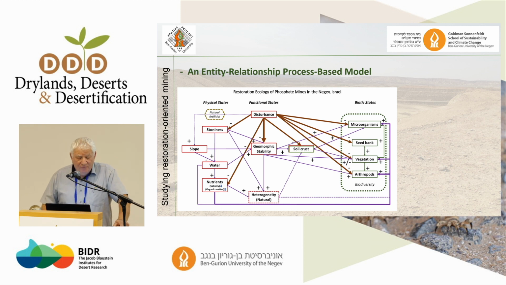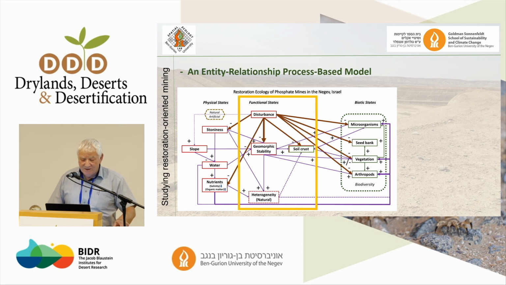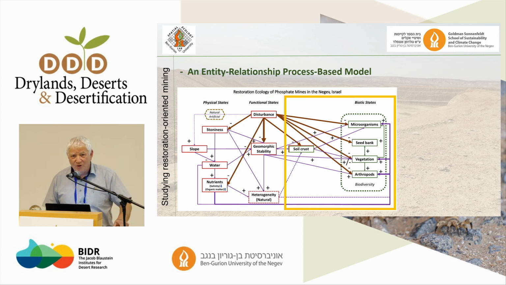So what we did, after a few years of starting to understand the system with a lot of reading, we constructed an entity relationship process-based model where we identified physical states, functional states, and biotic states. And you see that the soil crust is both in the functional and the biotic state. You can understand why, and we'll talk about it later. This is a minimal picture, by the way. We could add many more parameters or variables into this model, but we really wanted to keep it simple. But as you see, it is not simple at all.